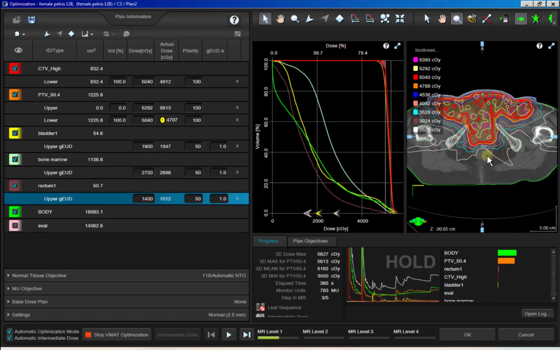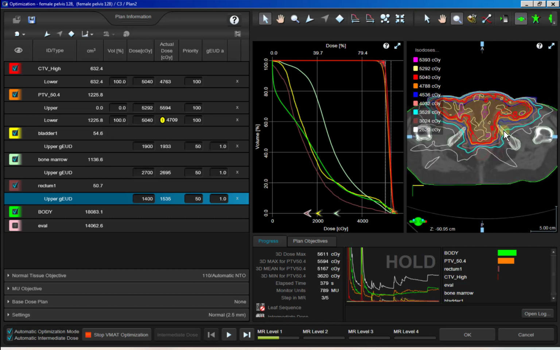And that streaking, you just have to handle it with a second optimization. You can contour that streak out. You contour it, and then you use that contour in the optimizer to push that dose back in. All right.